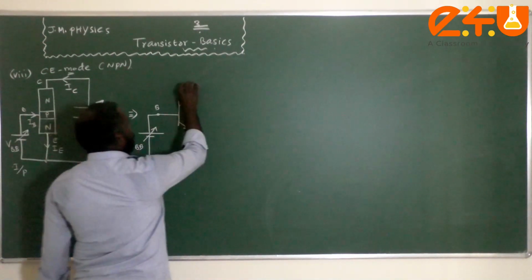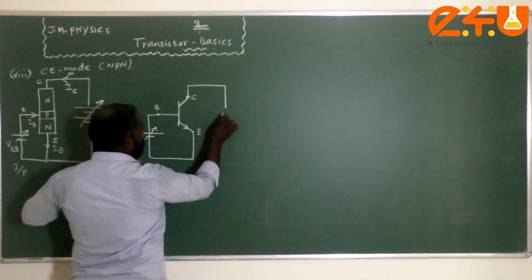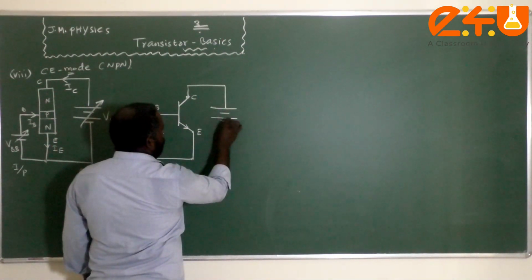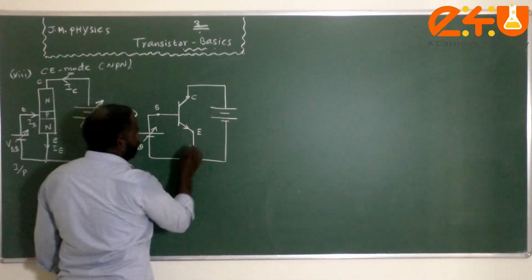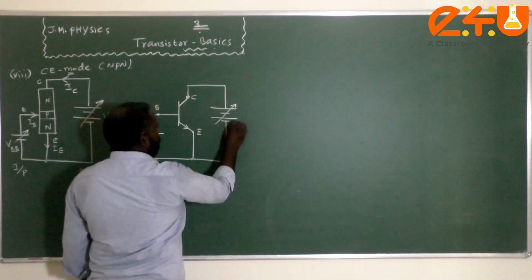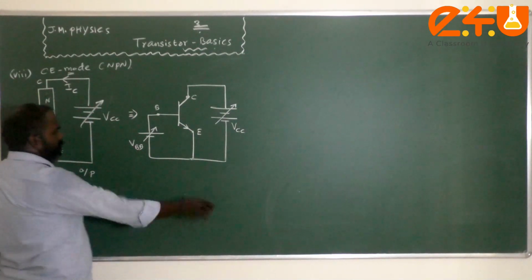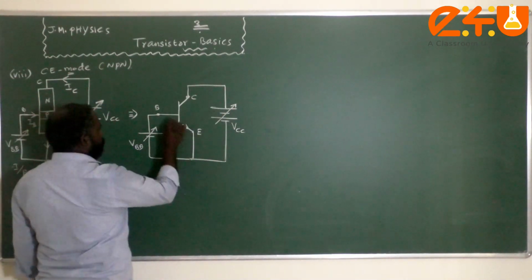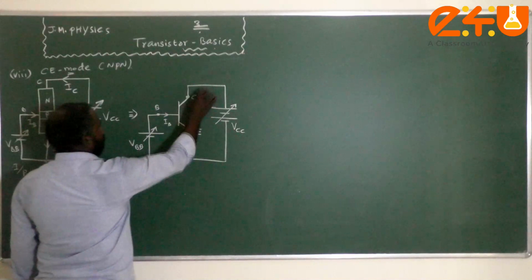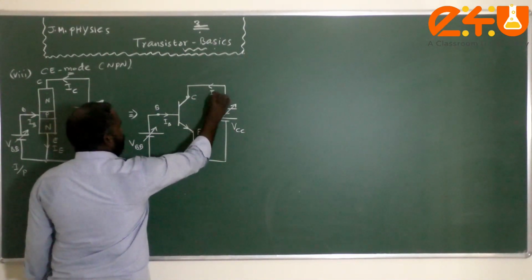Similarly, here this will be strongly reverse biased, and it is shown like this. If it is variable, we can write it like this. Moreover, just to mark the current direction, this may be IB and this will be IC.